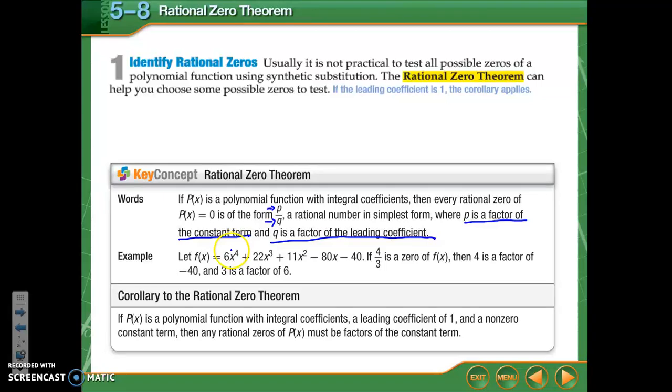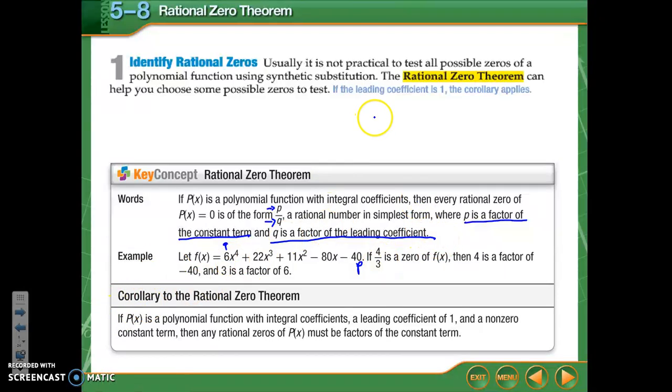So for example, in this polynomial f of x, p is negative 40 and q is 6. So for example, if 4/3 is a possible zero, then 4 would have to be a factor of 40, which it is, and 3 would have to be a factor of 6, which it is. Again, these are possible rational zeros. We would have to test 4/3 to see if it's actually a zero of the function.